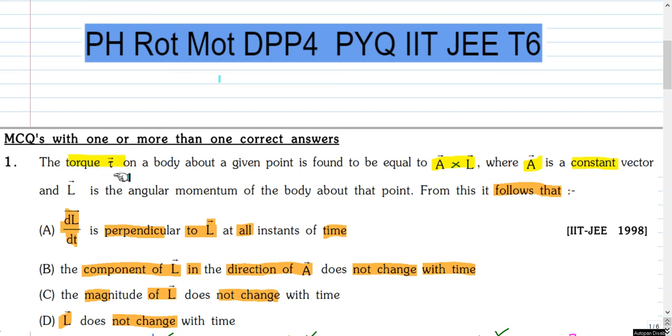The torque tau on a body about a given point is found to be equal to A cross L, where A is a constant vector and L is the angular momentum of the body about that point. From this it follows that option A, dL by dt is perpendicular to L at all instants of time. B, the component of L in the direction of A does not change with time. Option C, the magnitude of L does not change with time. Option D, L does not change with time. You can pause and attempt this question.